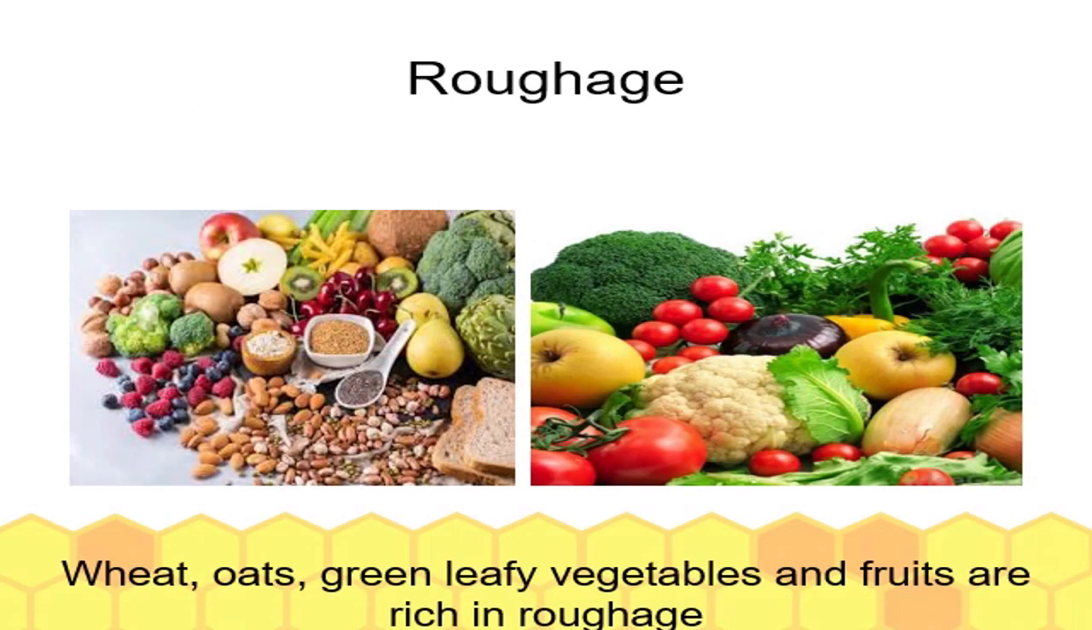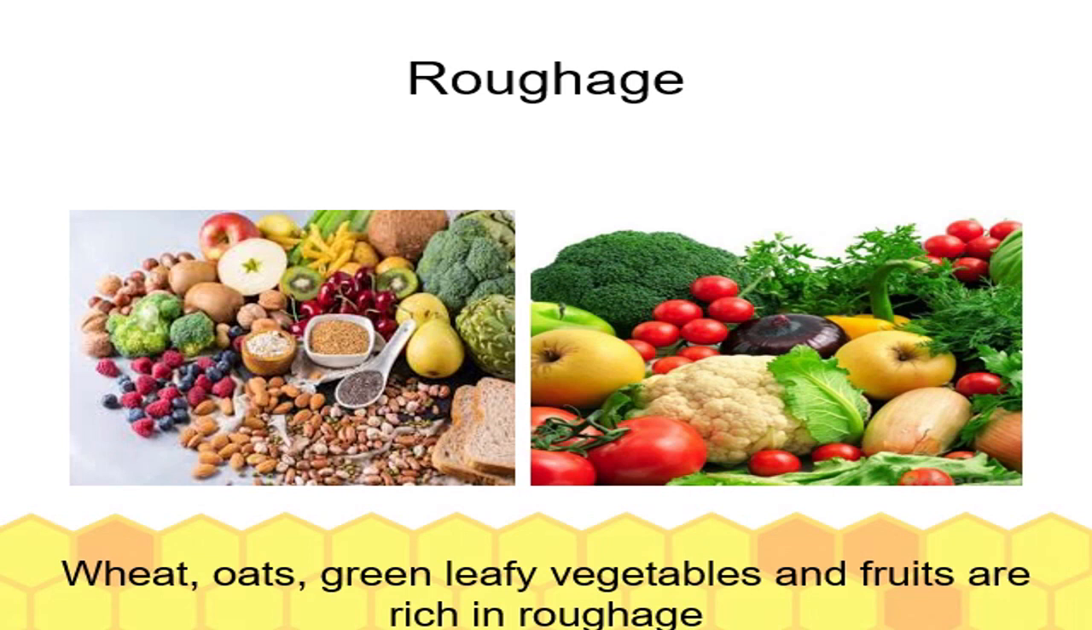Now, let's see what roughage is. As you all know, we eat different types of food like wheat, rice, fruits, vegetables, pulses, grains, etc. Some parts of the food that we eat do not get digested completely. This undigested part of the food is called roughage. Roughage is important to us because it helps to remove waste materials from our body.